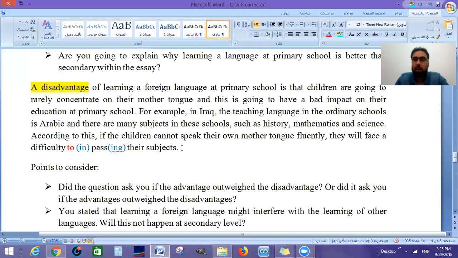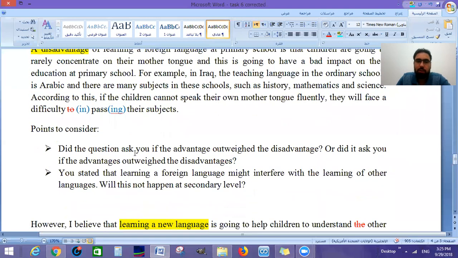So this is a good point. But is it relevant? Let's see if it's relevant or not. Okay, so here we have the points. First, did the question ask if the advantage outweighed the disadvantage, or did it ask whether the advantages outweighed the disadvantages?